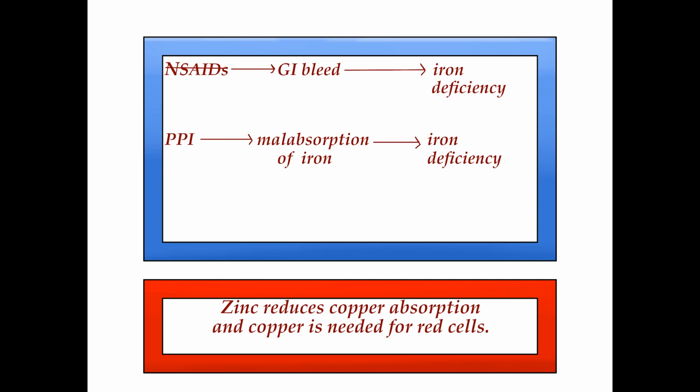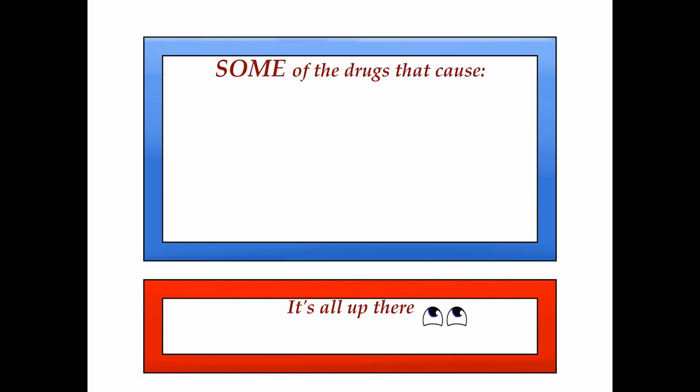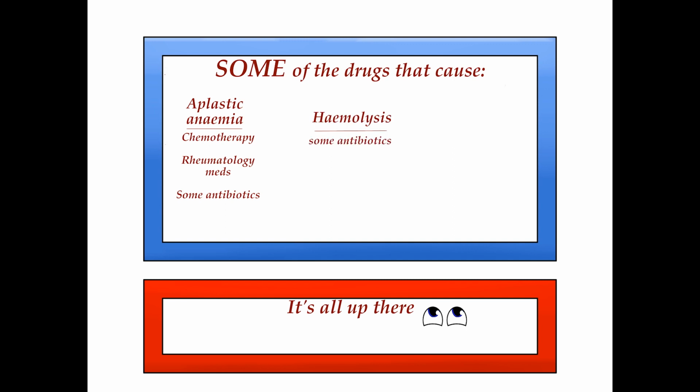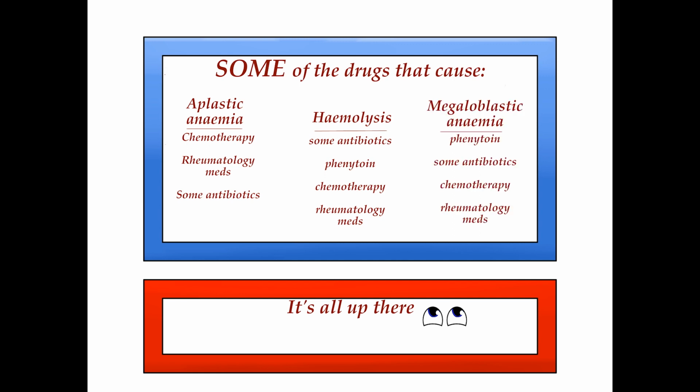You also need copper to form red cells, and zinc reduces copper absorption. And importantly, there's a massive list of drugs that can cause aplastic anemia. Chemotherapeutic agents and drugs for autoimmune conditions are best known, but antibiotics have been linked to aplastic anemia. But antibiotics have also been linked to hemolytic anemia, as is phenytoin. But phenytoin has been shown to cause megaloblastic anemia as well.